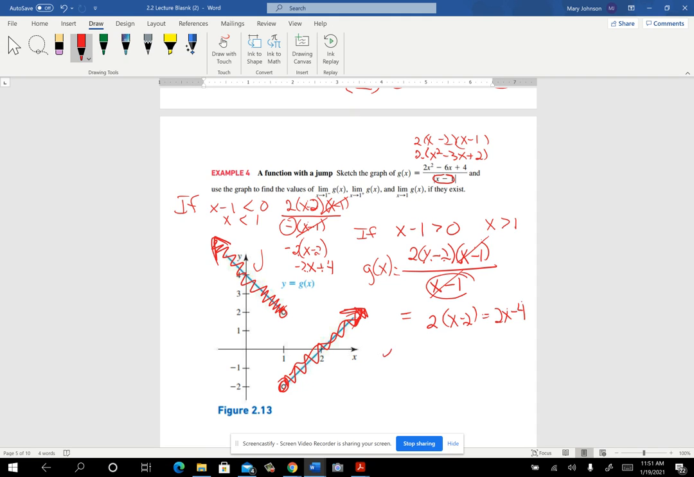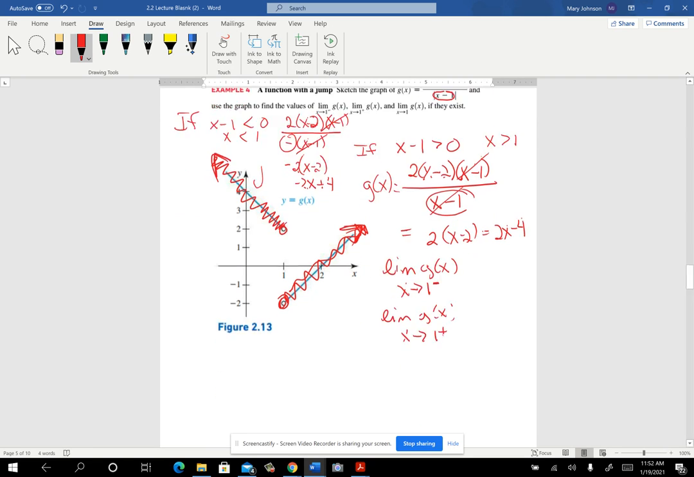All right, so let's consider the 3 things they asked us for. What's the limit of the function as x approaches 1 from the negative side? Then the limit of the function as x approaches 1 from the positive side, from the right side. And then overall, what's the limit of the function? And here's where we're going to use the theorem.